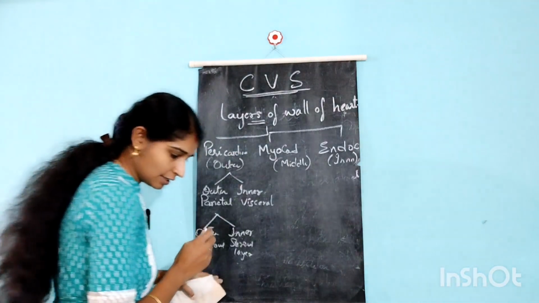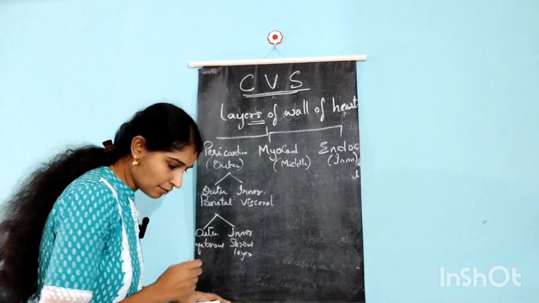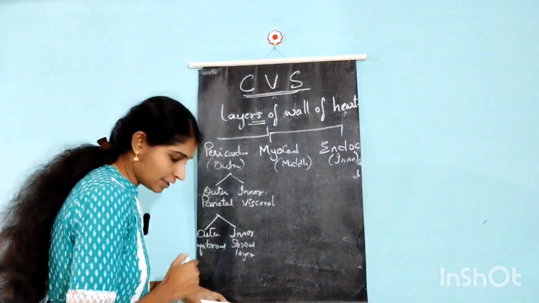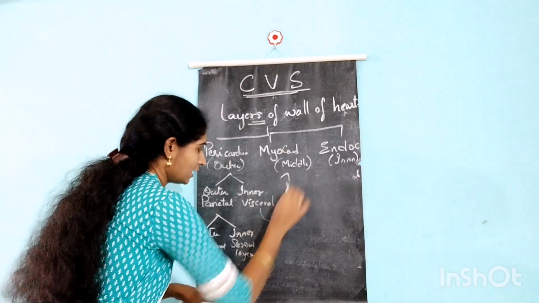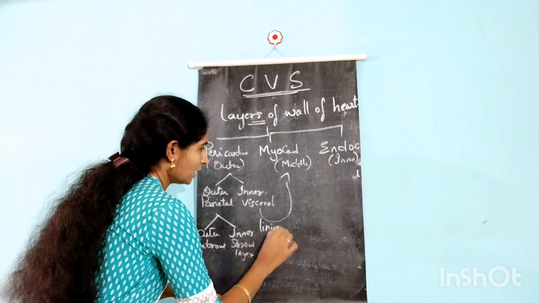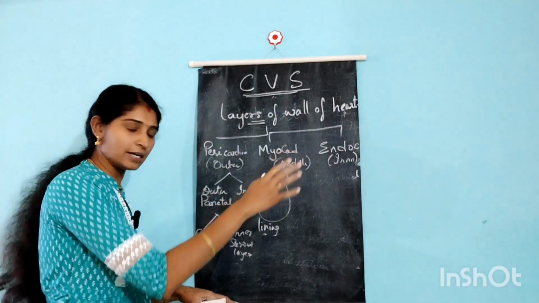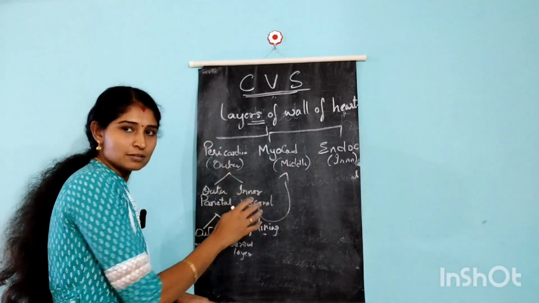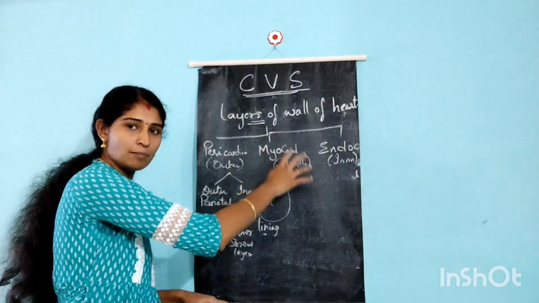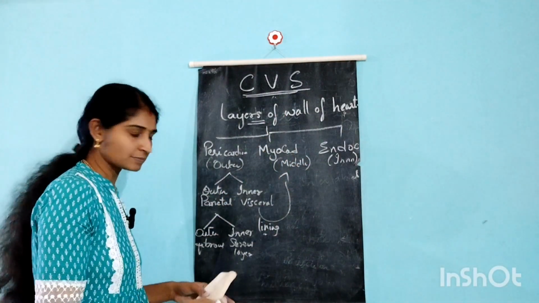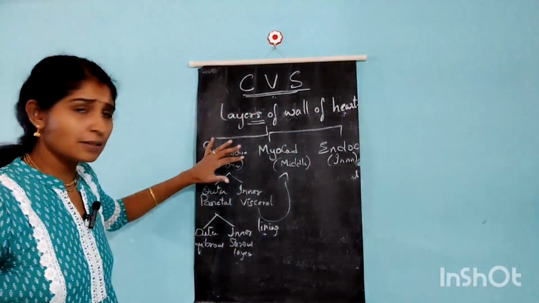Then coming to the inner visceral layer. Inner visceral layer is what? It is a lining of the myocardium. Viscera, it is the organ. So this visceral layer is lining the myocardium. Clear? Now we have completed the pericardium.